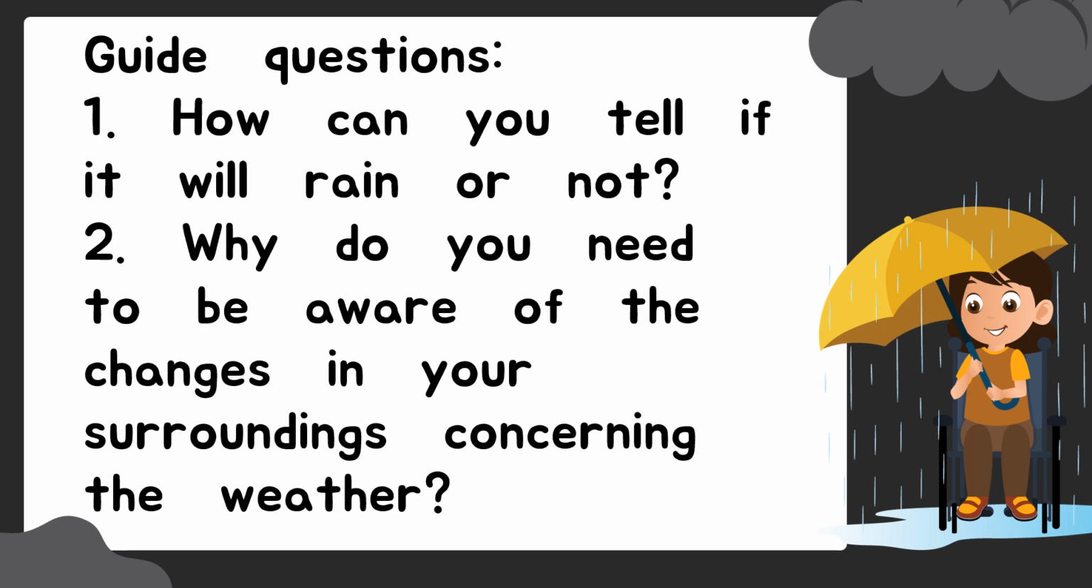Here are the guide questions. First, how can you tell if it will rain or not? In the scenarios given, the question is, with those scenarios, is there any possibility of rainfall? We can simply check the weather forecast in our location, which can give us an idea if it will rain or not. The forecast is based on meteorological data, such as atmospheric pressure, temperature, humidity, wind direction, and also wind speed.